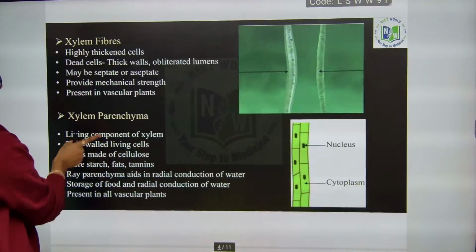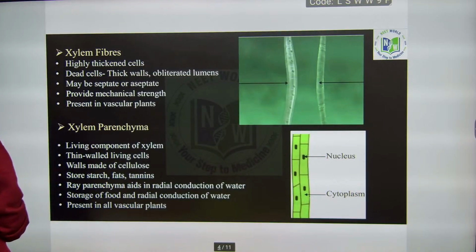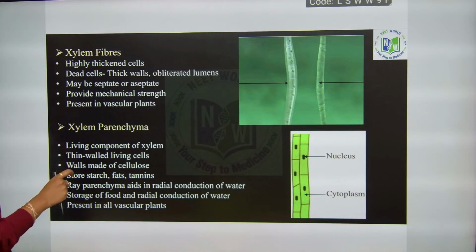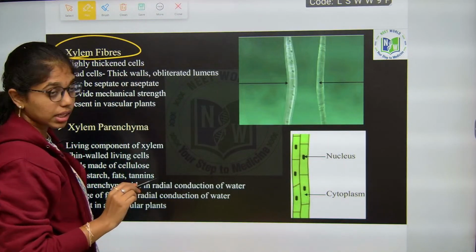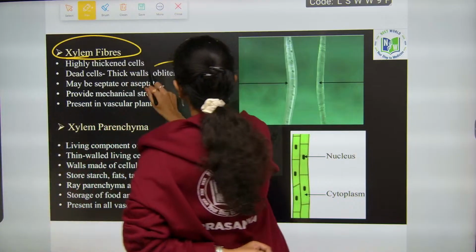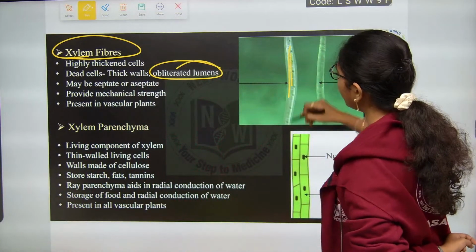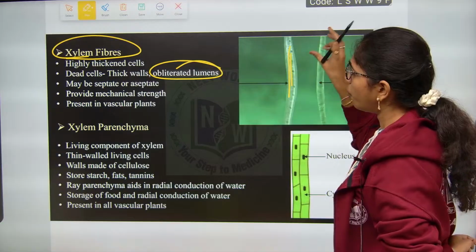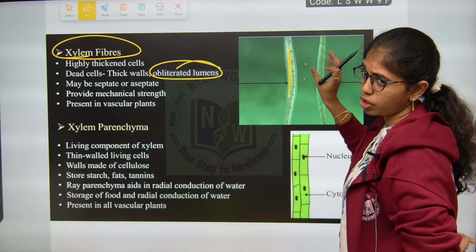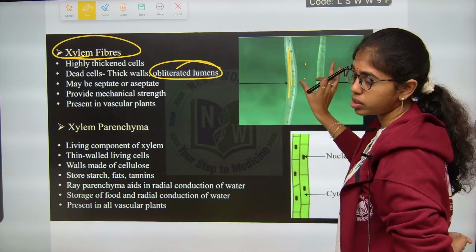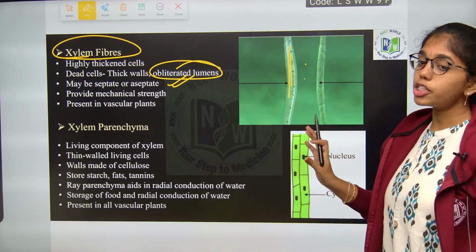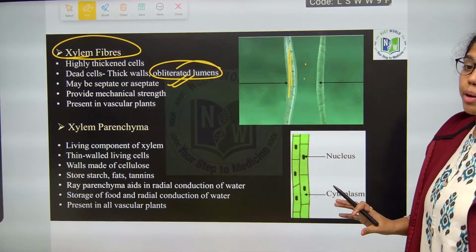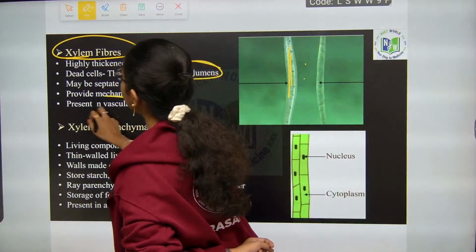Other xylem components, xylem fibers. Xylem fibers are again highly thickened cells. They are dead cells with obliterated lumen. Very little lumen is present, and very thick walls are present. They may be septate or aseptate. This provides mechanical strength and they are present in all vascular plants again.